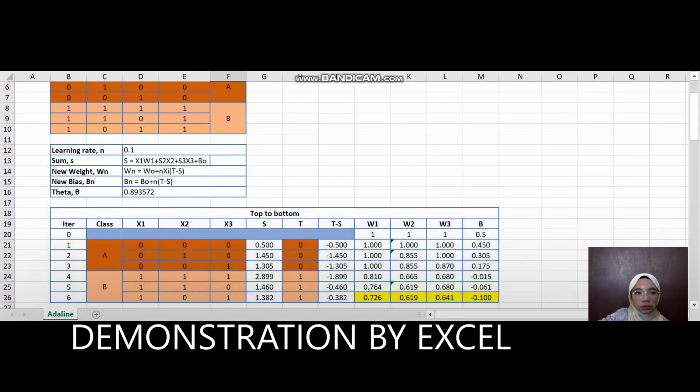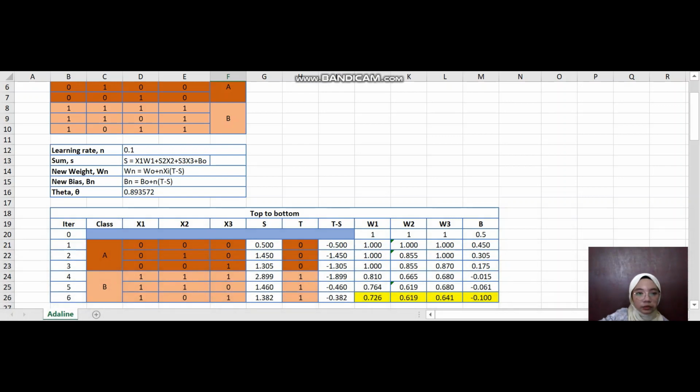This is the learning rate, which we use 0.1, and this is the formula of the sum, S, which equals x1 times w1 plus x2 times w2 plus x3 times w3, and then plus b. To find the new weight, wn equals wo plus n times x times (t minus s). And for the new bias, bn equals bo plus n times (t minus s). So this is for the data.